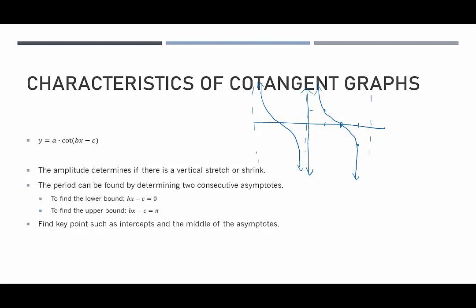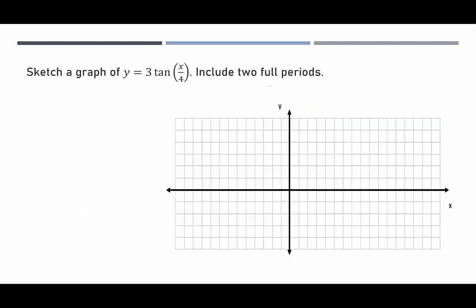Then we would find some key points, such as intercepts, and that in the middle of the asymptotes to get a sense of the shape within the middle. We know it's going towards positive infinity on the left and negative infinity on the right, but what about kind of in the middle? All right, so let's look at a few examples.